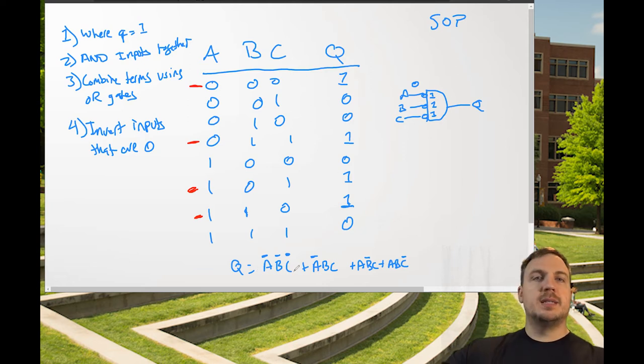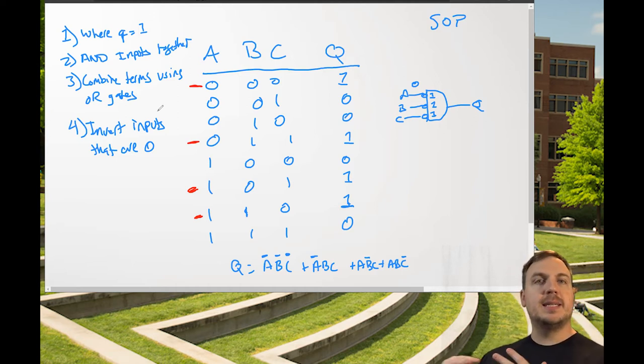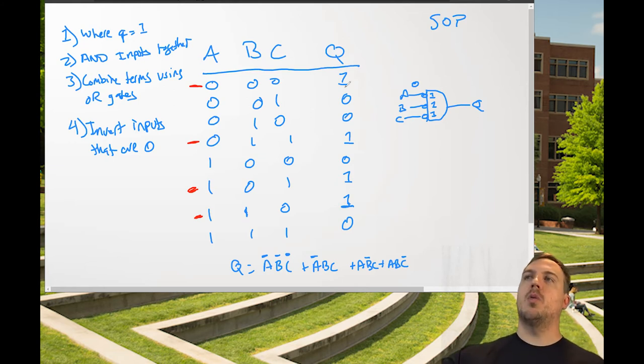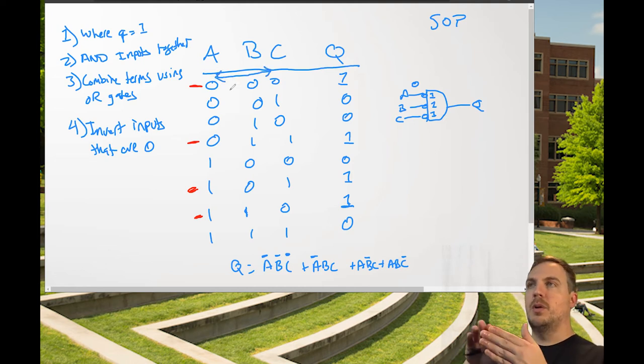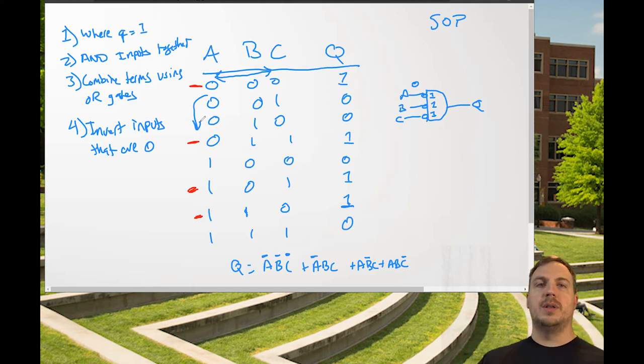So right here, this is a sum of products output. So number one, you only look at the rows where Q is equal to 1, or the output. In this case, Q is our output. Number two, you AND the inputs together. So as we look at one individual row and we go across the columns, we're going to AND our inputs together. As we move to the next row, we have to OR all these inputs together.